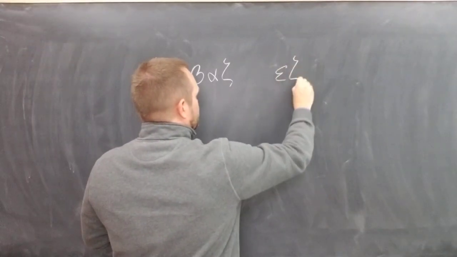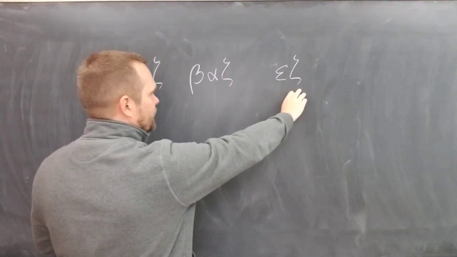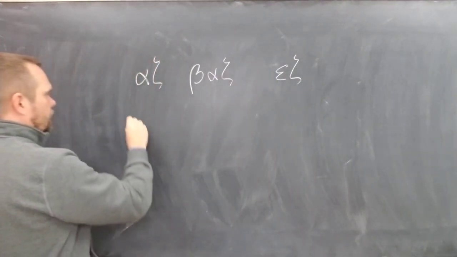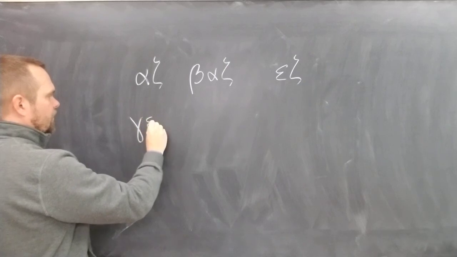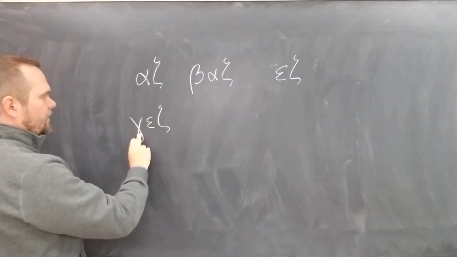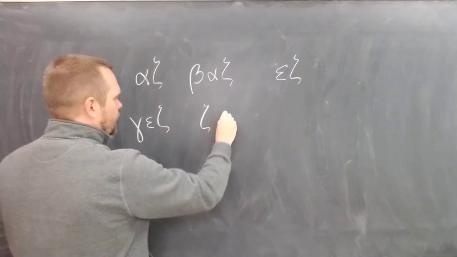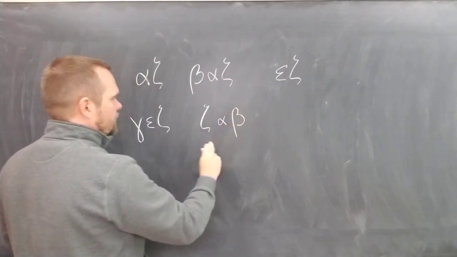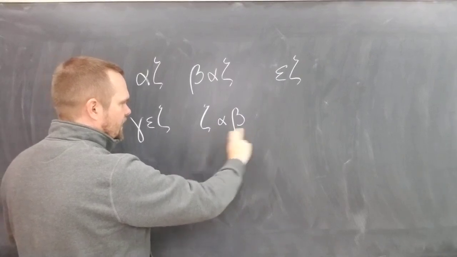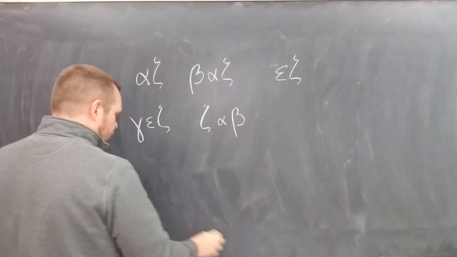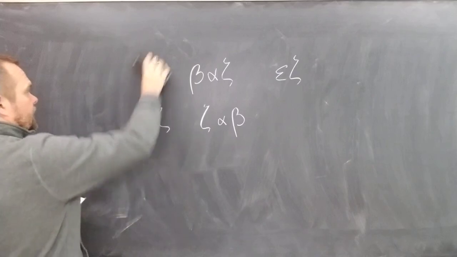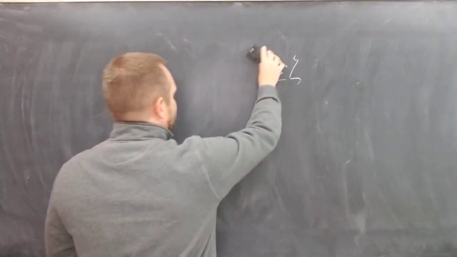Epsilon, zeta, Ez. Gamma, epsilon, zeta, Gez. Zeta, alpha, beta, Zab. This is the letter Zeta, the 6th letter of the Greek alphabet. The next letter is our 3rd vowel.